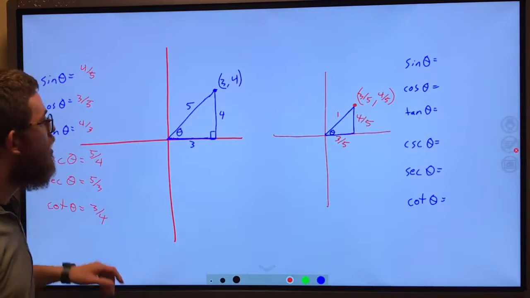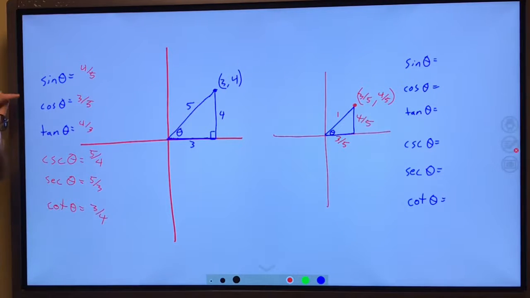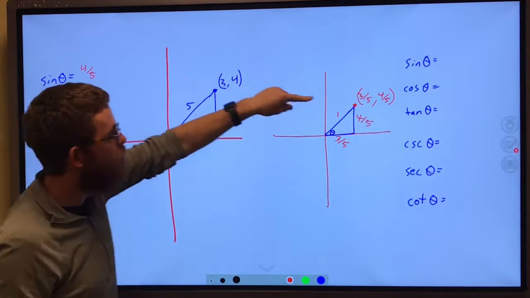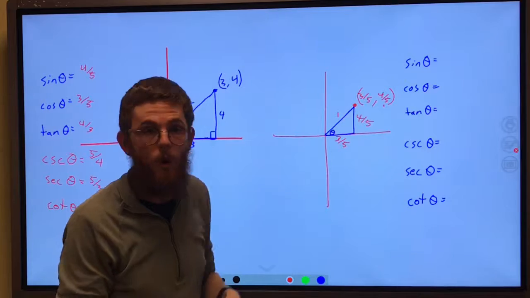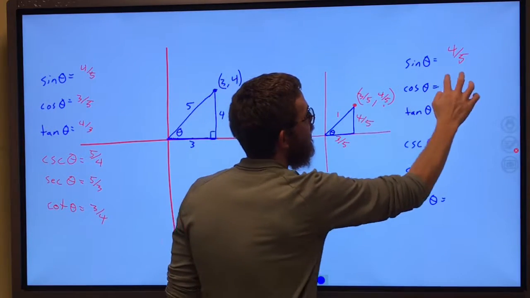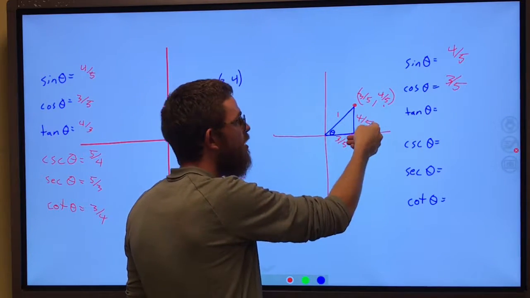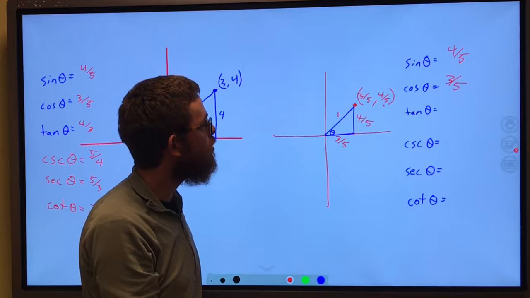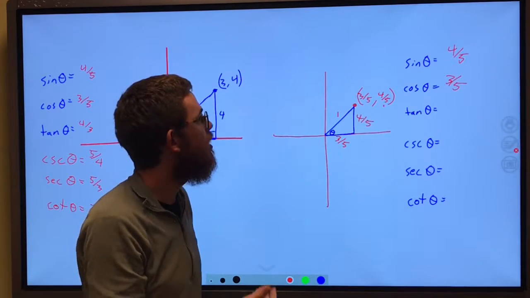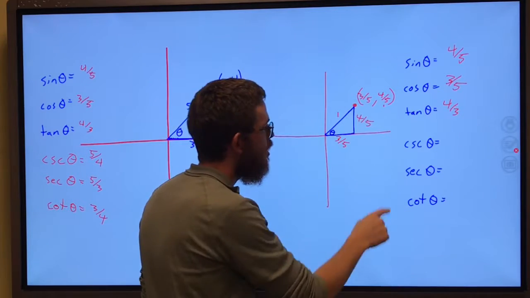Notice how the sine of this value, what was 4/5, it's still 4/5. The sine is the y coordinate. The cosine is the x coordinate. The tangent would be sine over cosine. If we put sine over cosine, the 5s are going to cancel out. It's going to give us that 4/3.